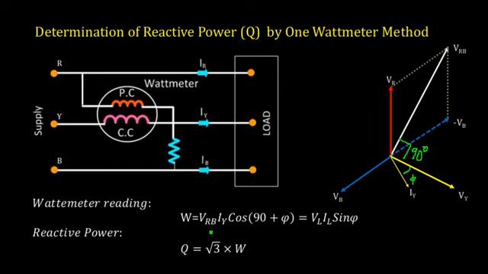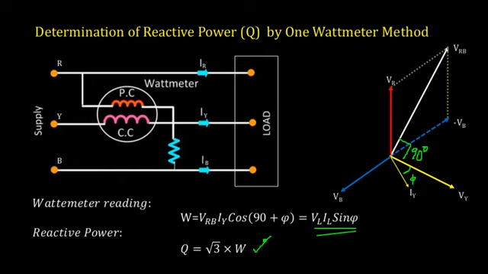So what you will be getting is VRB Iy cos(90 plus phi), which is equivalent to VL IL sin phi. So your reactive power is root 3 VL IL sin phi. If you need to find the reactive power, that will be root 3 times the wattmeter reading. So root 3 times the wattmeter reading gives you the reactive power consumed by this particular load. That's how you can measure reactive power using a single wattmeter.